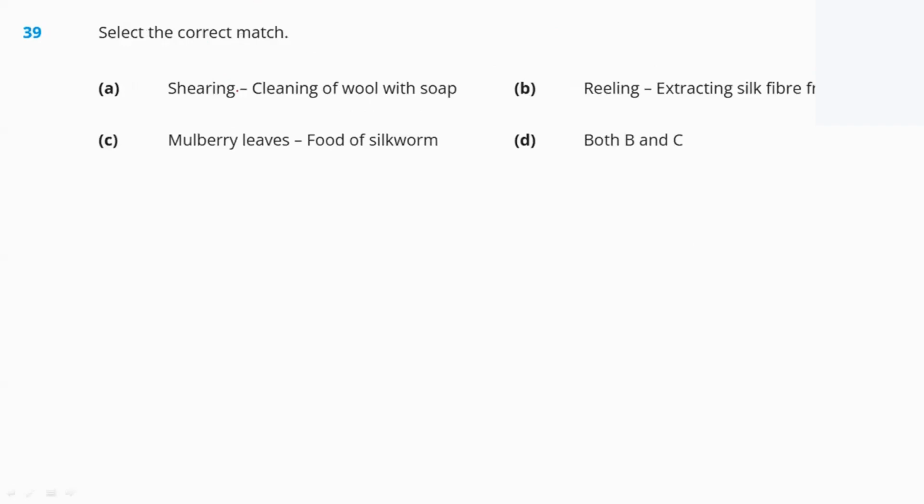Next, select the correct match. Shearing, cleaning of wool with soap. No, this is not correct. Reeling, extracting the silk fiber from cocoon. Yes, this is correct. And mulberry leaves, the food of the silkworm. This is also correct. So option number D, both B and C are the correct matches.